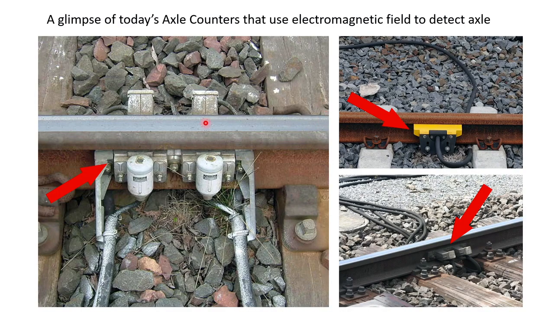A glimpse of today's axle counters that use electromagnetic field varieties of axle counters, and in none of them the wheel flange has to come in contact with these. All the wheel has to do is just pass over these, and the axle counters will register whether a wheel has passed over them or not. And that's exactly what we're going to look into in this video.